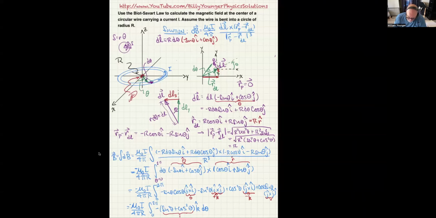Obviously, the integral of d theta, which is all that's left, from 0 to 2 pi, is just 2 pi. So we're going to say that the answer is equal to positive mu 0 I over, now the integral of d theta from 0 to 2 pi is 2 pi. That 2 pi times the 4 pi is just going to leave a 2 pi in the bottom and an r in the bottom, and it's all going to be in the k hat direction. And that's it. That's the magnetic field at the origin.